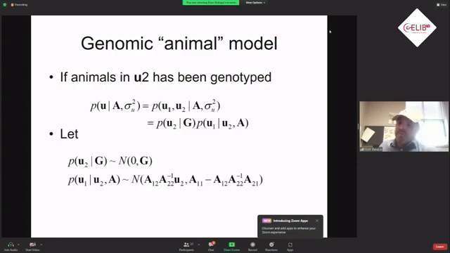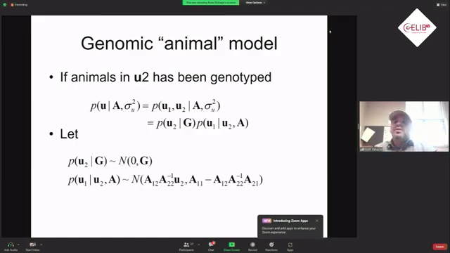What you can do, however, is look for the conditional distribution of the genotyped versus non-genotyped individuals. In spirit, not in equality of terms, it is very similar to what we did when we included non-genotyped individuals using the SNP model, where we imputed their genotypes. We're going to use the same trick to incorporate non-genotyped animals within the genomic animal model, the model where we model directly the genomic breeding values.